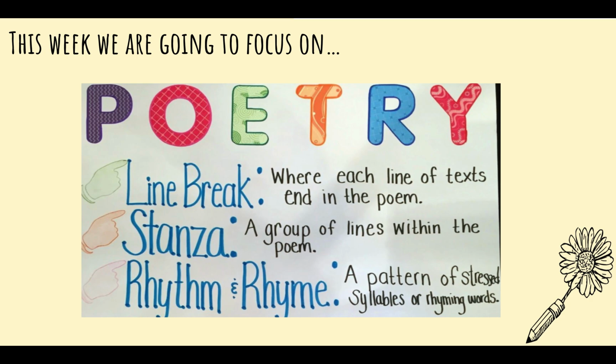So these are some important words that we need to know and understand before we jump into reading certain poems. A line break is where each line of text ends in a poem. A stanza is what we call a group of lines within the poem. And some poems have rhythm and rhyme. This is a pattern of stressed syllables or rhyming words. Not all poetry have rhyme, which is fine. That's not a requirement, but it is something that you may notice when you come across a poem.